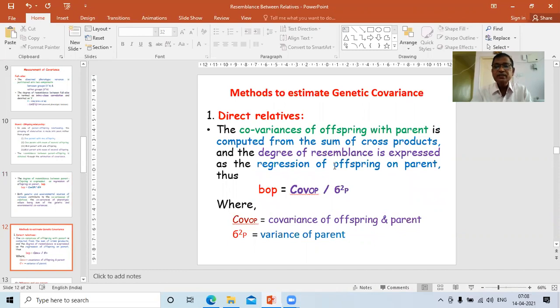Now, methods to estimate the genetic covariance. Now we are approaching towards the methods to estimate the genetic covariance. The direct relatives. In case of direct relatives, the covariance of offspring with parent is computed from the sum of the cross products, and the degree of resemblance is expressed as the regression of offspring on one parent. That is, here you see the b_OP, that is regression of offspring on one parent. That is covariance of offspring and parent by the total phenotypic variance, where Cov_OP is the covariance of offspring and parent, and sigma square P is the total phenotypic variance of the parent.